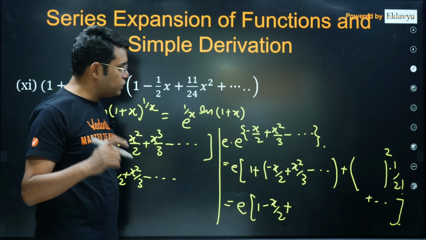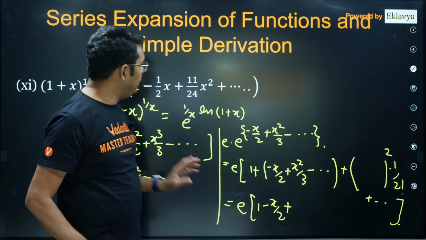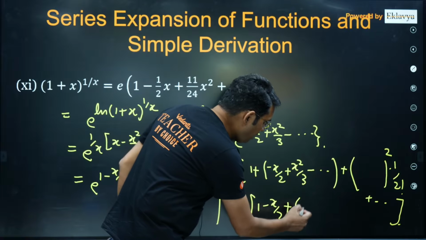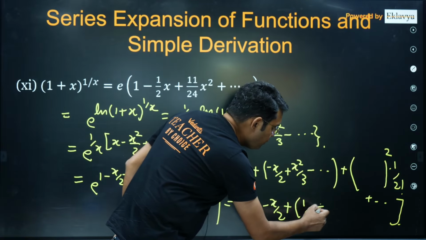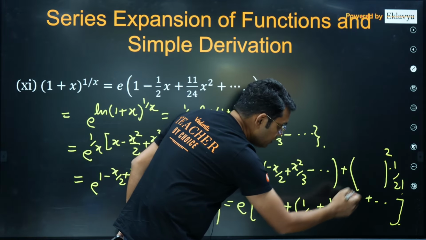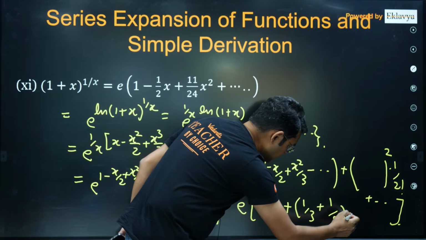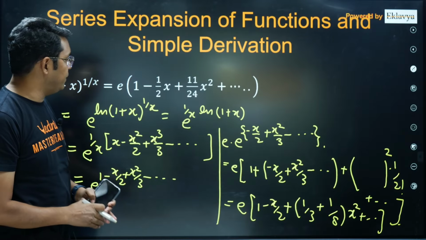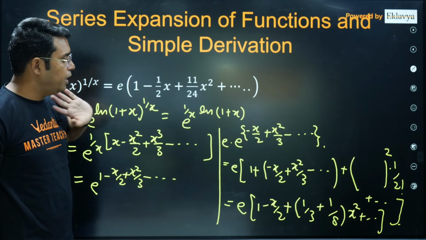if you are looking for x square term, so 1 by 3 will come here, and I think 1 upon 4 will come here, so 1 by 3 here and 1 by 4 here, and that 1 by 2 also there, so 1 by 8, and that is x square and so on. So this is how we got the expansion of this thing, 11 upon 24 x square.